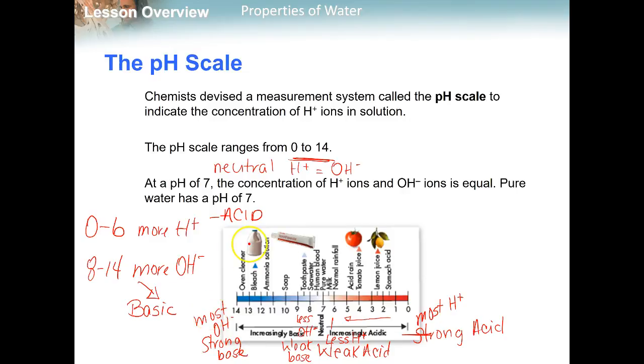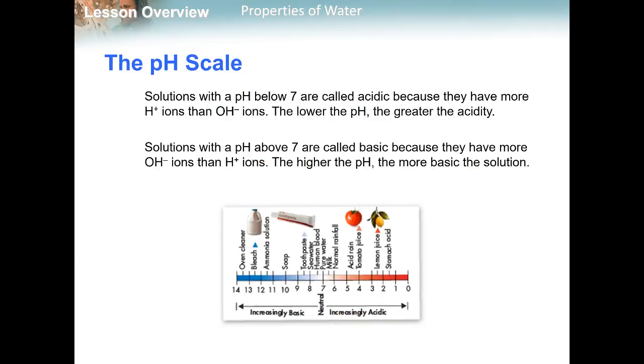Look at our cleaning supplies. Oven cleaner, that's 13.5 on the pH scale. That's a real strong base. Bleach is 12.5. Ammonia. And all of these things are kind of bitter. Instead of being sour, they're bitter and they're slippery. And they're cleaning agents that we have. So that's how the pH scale is going to run.